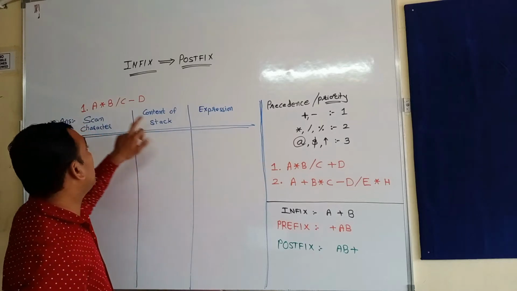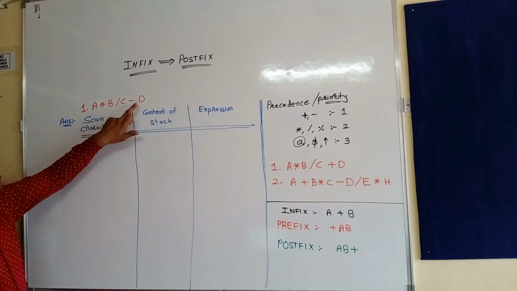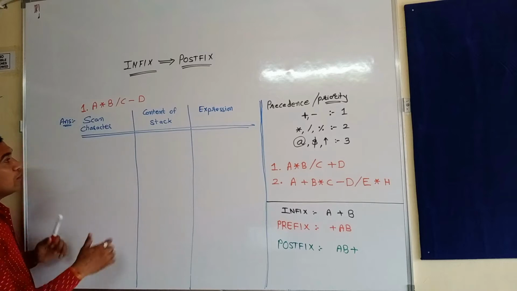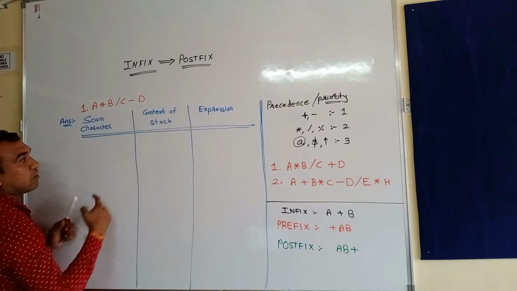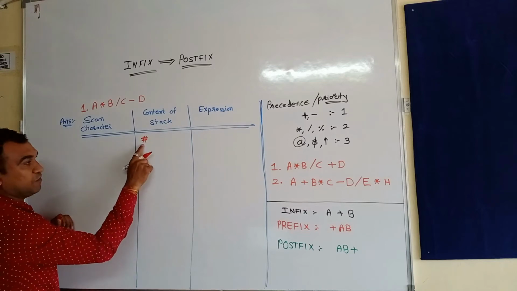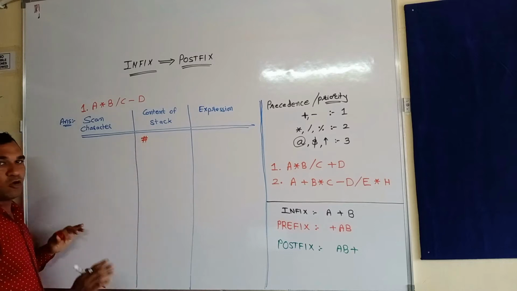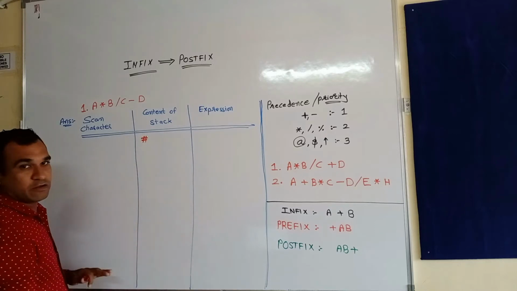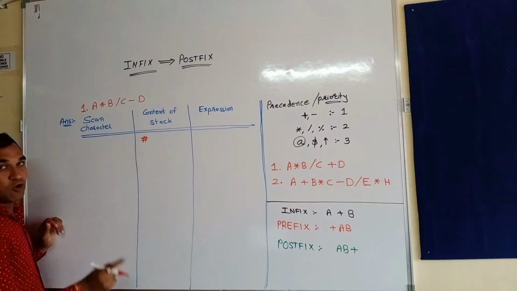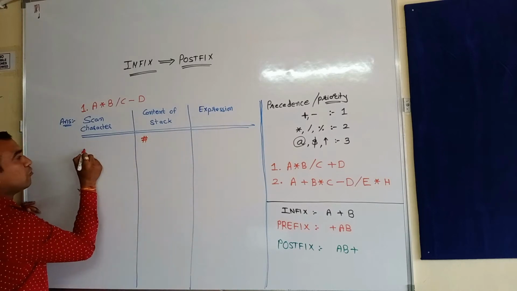In our first example, we have A multiply B divide C minus D. Let's build our postfix notation using a stack. This is the stack. In my first row, I represent an empty stack. The hash symbol will represent an empty stack. You can use the hash symbol, or if you want, you may not write it. Both are okay, but I am going to use the hash symbol for the empty stack. My first row is complete.